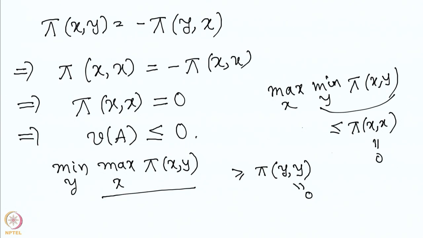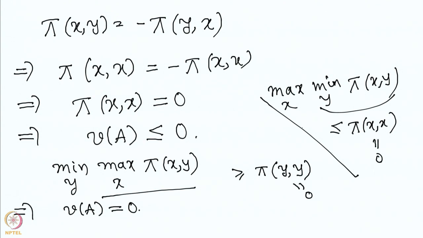Therefore this says the lower value is less than or equal to 0, this says the upper value is greater than or equal to 0, and we know that the game admits a value, therefore the lower and upper values are the same, and hence the value of the game is 0. So this is a very interesting argument which gives you that for a symmetric game the value is always 0.